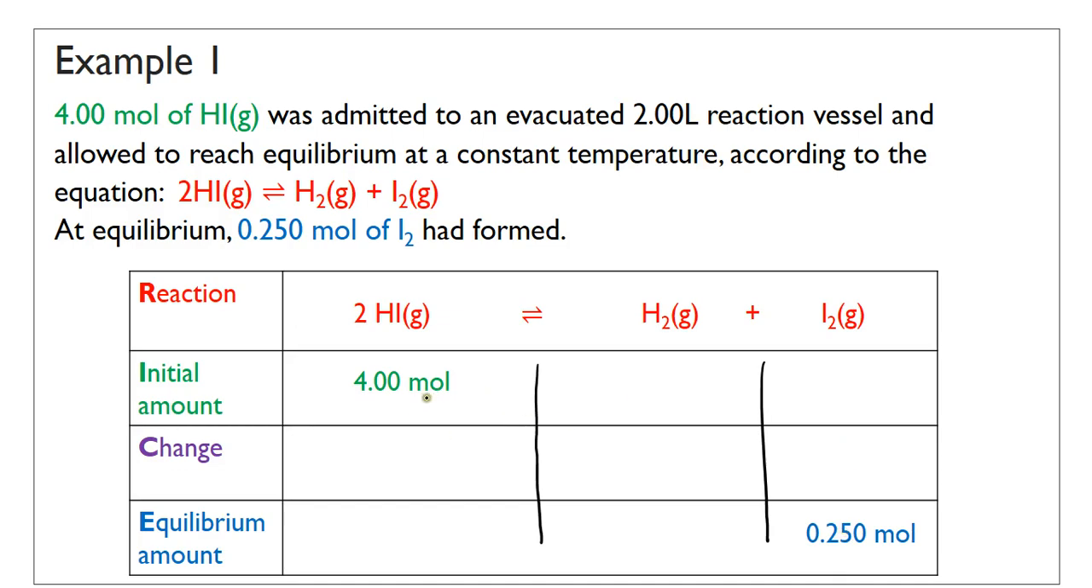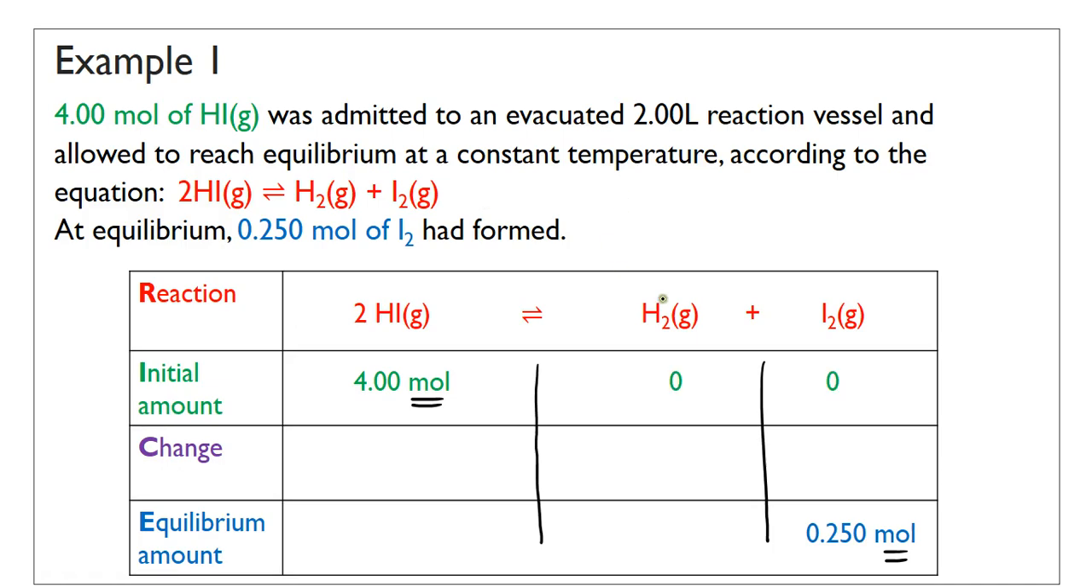The one thing to make sure that you do is the unit that you use in the RICE box has to be consistent. So if you use number of mole for the initial amount, you have to use number of mole for the equilibrium amount. You could convert both of these to concentrations, that's okay, but they just have to be consistent. They have to be the same.